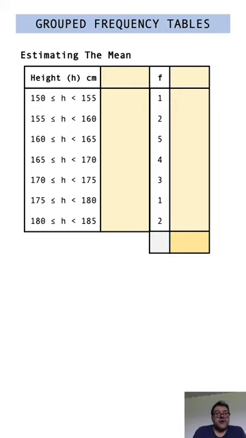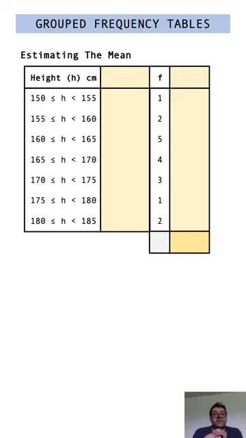Okay, so we've got different numbers of people, or frequencies of people. That's why it's headed with F. So the first group has one person in, one person between 150 and 155 centimeters. Two people more than or equal to 155 up to but less than 160 centimeters. So that could be anything up to 159.99999 centimeters is in that group. And then anyone who's 160 is in the next group, up to anyone who's just under 165.